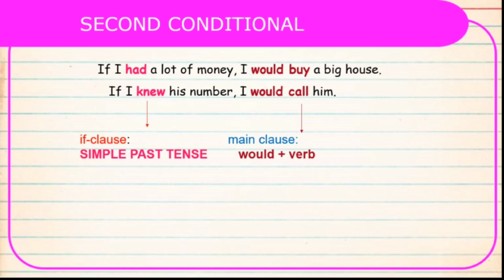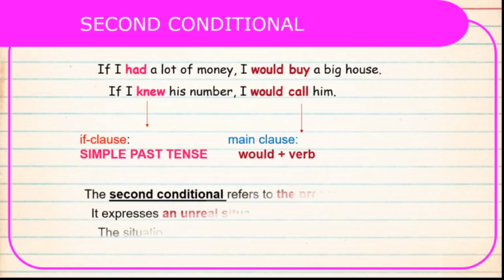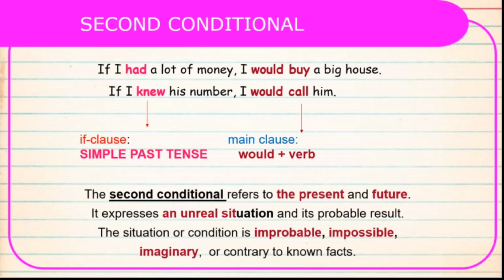Now, looking at the structure, we can see that in the if clause, the verb is in simple past tense, while the main clause uses the word would plus the verb in base form. Again, we say it as would buy or would call, and not would buys or would bought or would calls or would called. Always remember that second conditional refers to the present and future.